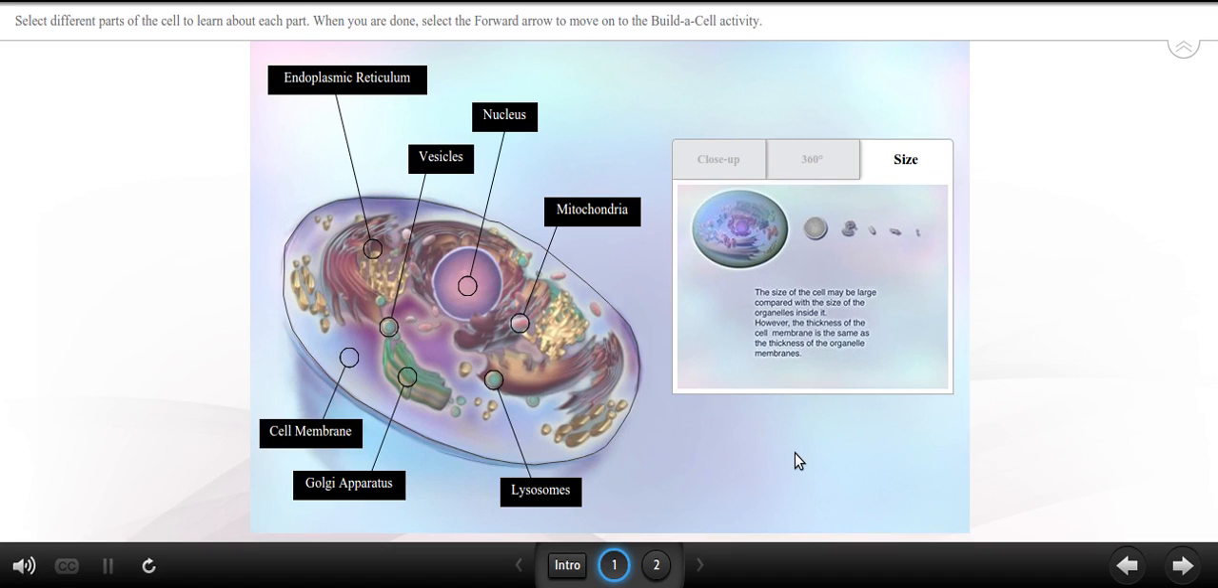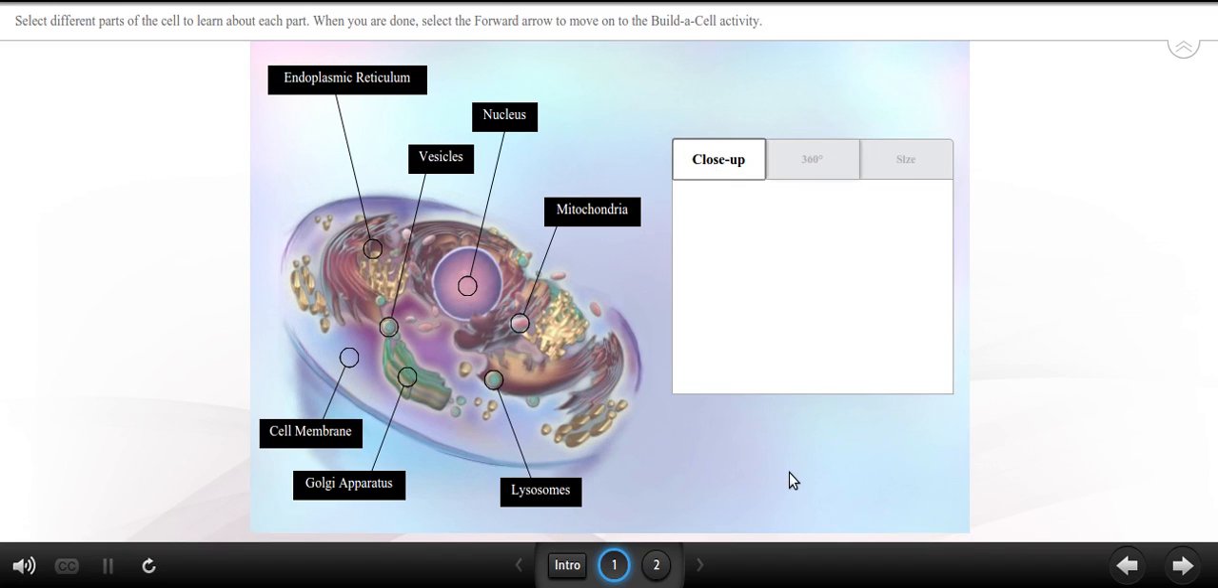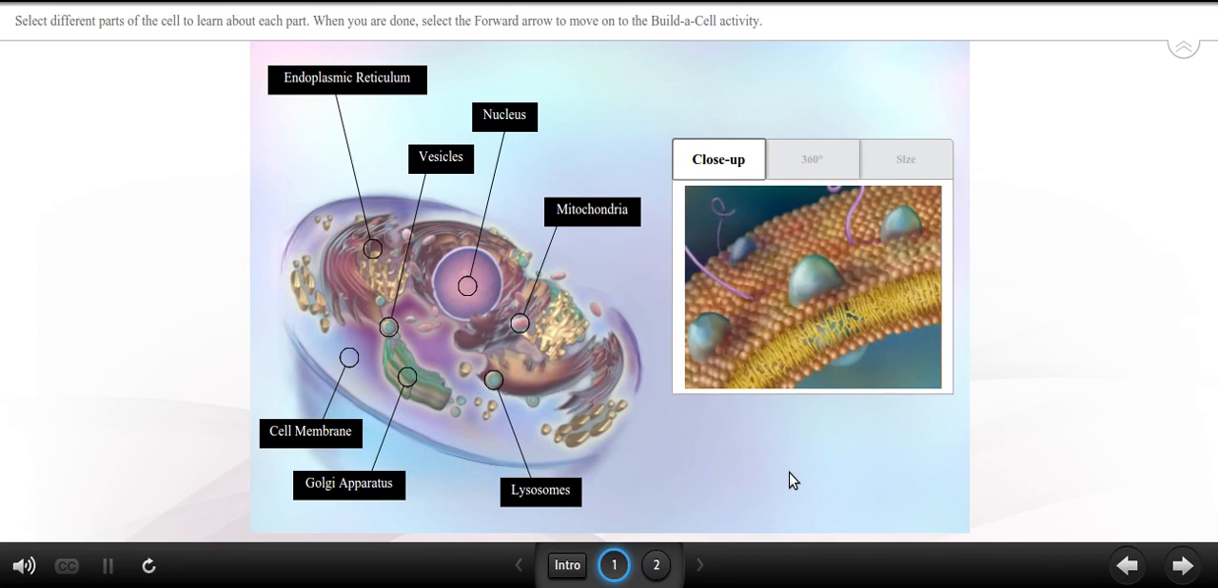The cell membrane forms the boundary of a cell, also called the plasma membrane. It is a dynamic assembly of phospholipids and proteins that acts as a barrier between the inside of a cell and the cell's environment. The cell membrane selectively controls the movement of materials into and out of the cell.